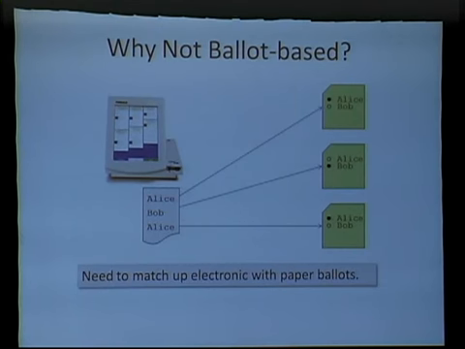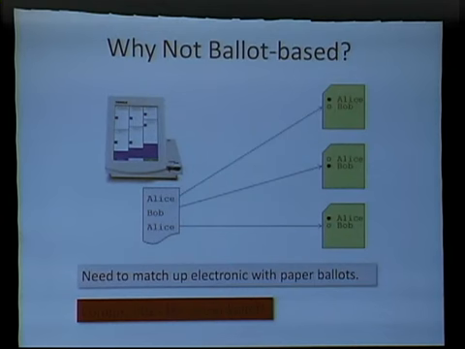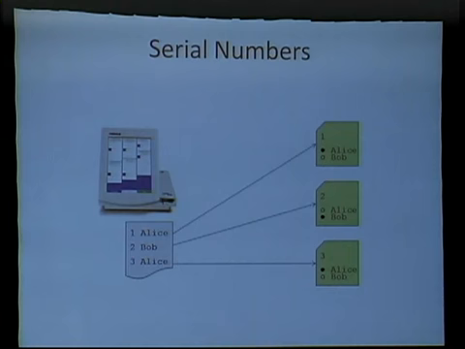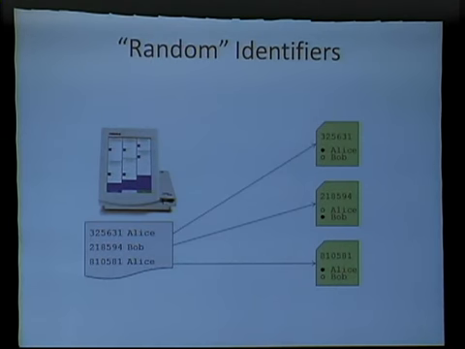But how are we going to establish that correspondence? We could print serial numbers on all of the ballots. But that's not a good idea because serial numbers are going to compromise voter secrecy. The other thing we could do is print random numbers on the ballots. But again, there's no way for a voter to know that this random number doesn't somehow encode something that could be traced back to the order in which they voted.